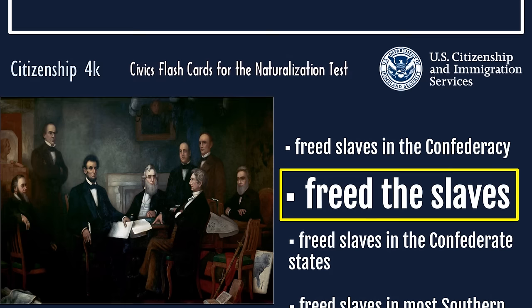Who signs bills to become laws? The President.